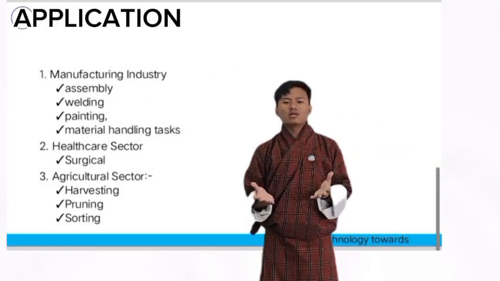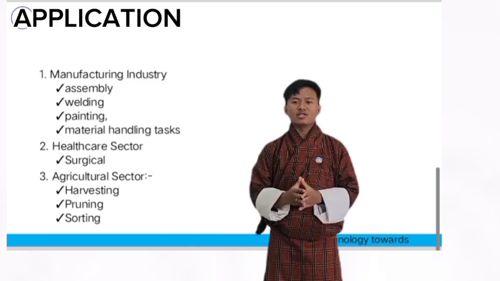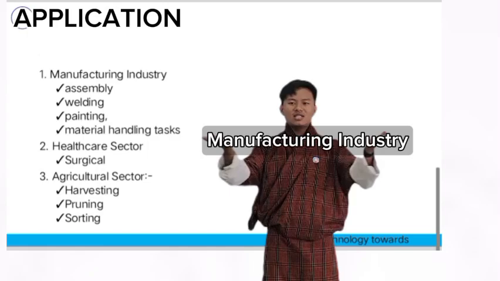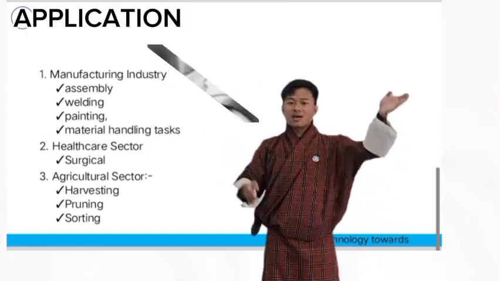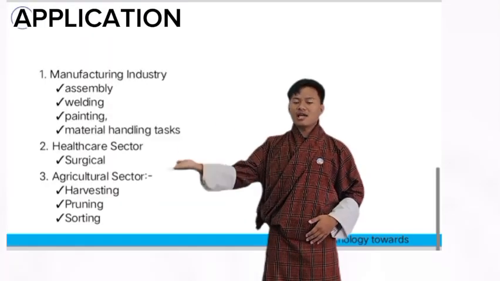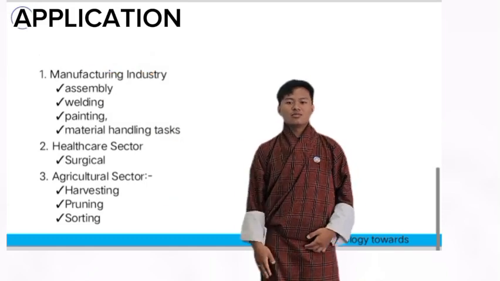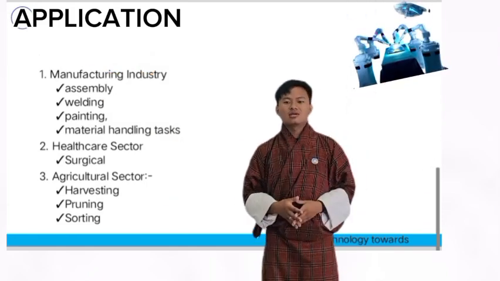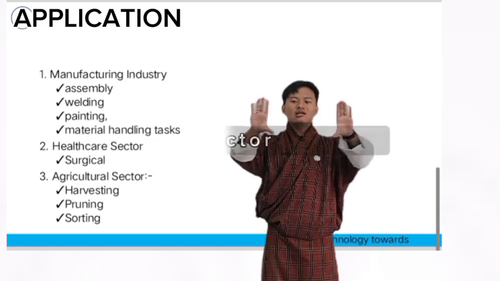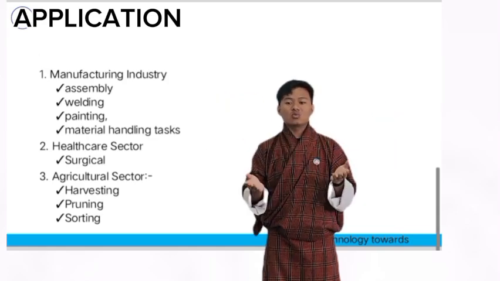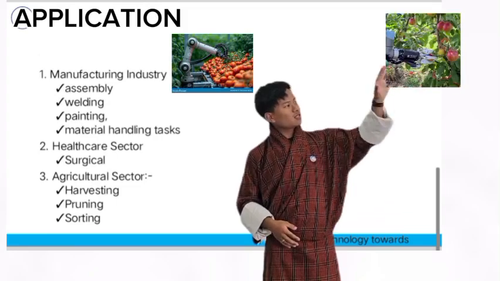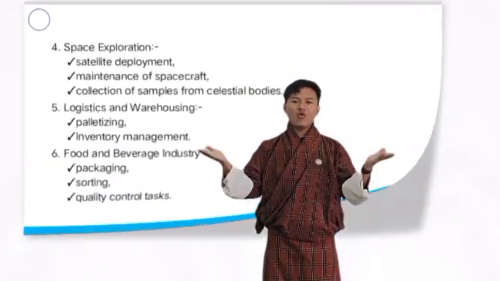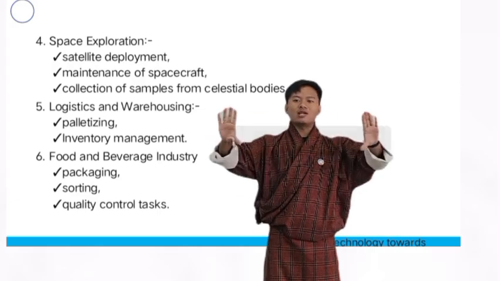To go on with the applications of robot manipulators. Number one, under the manufacturing industry, we will have assembly, welding, painting, and material handling tasks. Number two, under the health sector, we will have surgery. Number three, agriculture sector. Under the agriculture sector, we will have harvesting, burning, and sorting. Number four, we will have space exploration.